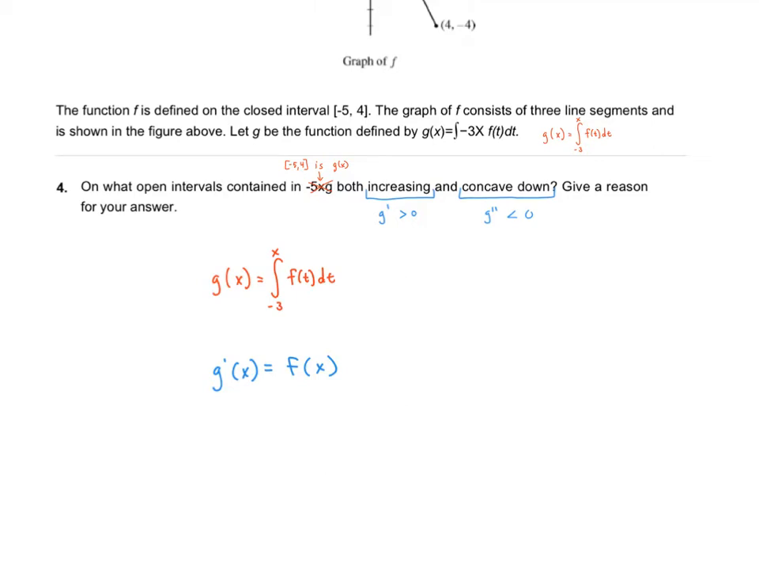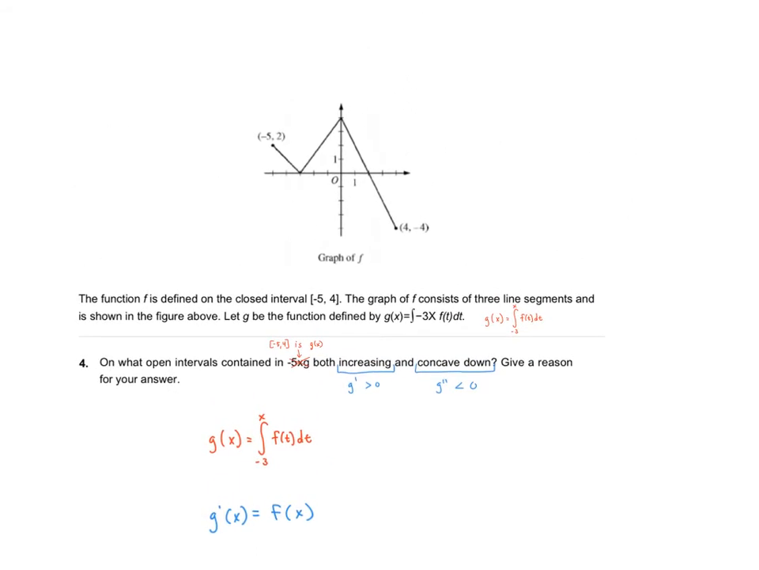So keep in mind what we wanted to do. We wanted to figure out where g prime of x was positive, so we'll figure out where f is positive, since that is g prime of x. So we look, f is positive from -5 to 2. Right, all this above the x-axis from -5 to 2.